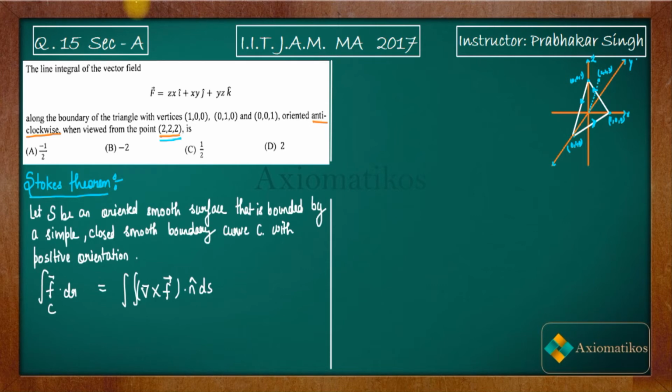Let S be an oriented smooth surface that is bounded by a simple closed smooth boundary curve C. So what is the boundary curve that you are given? This triangle is your boundary curve. It is a simple closed smooth boundary curve with the positive orientation. Positive orientation means it should be anti-clockwise. So now it is anti-clockwise.